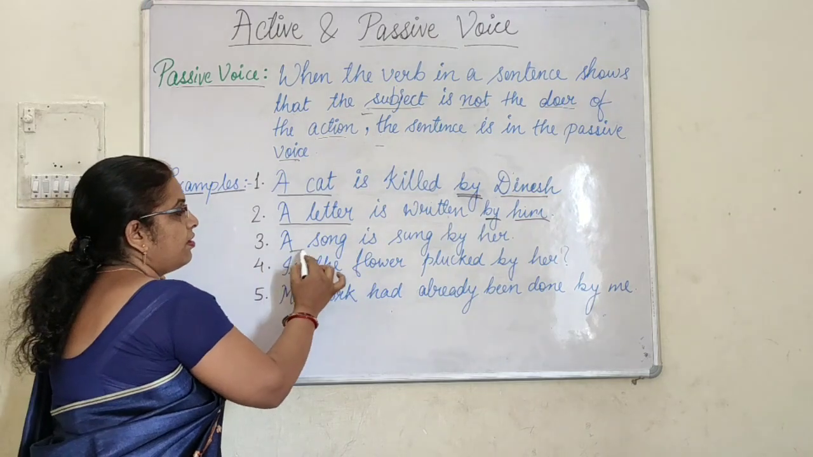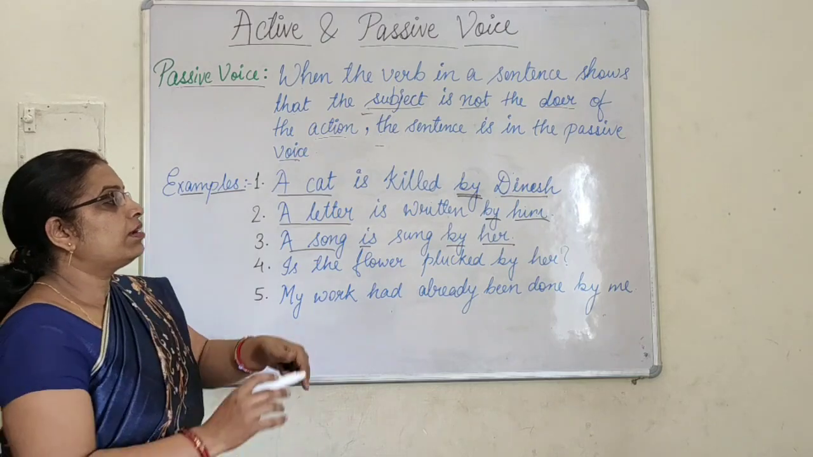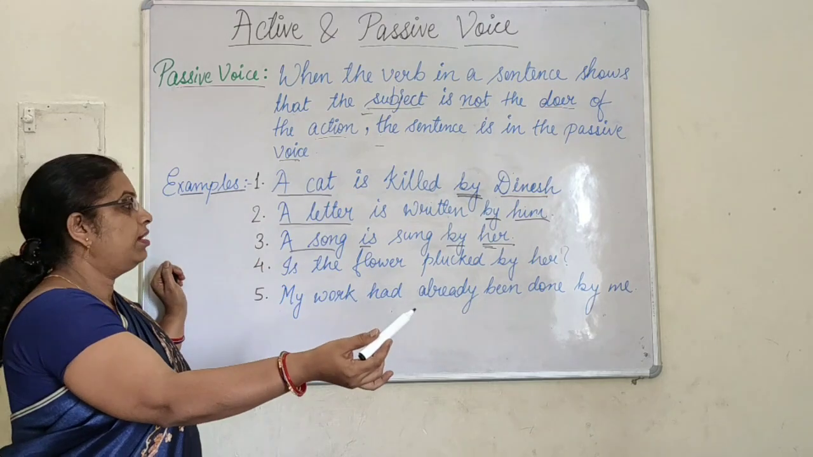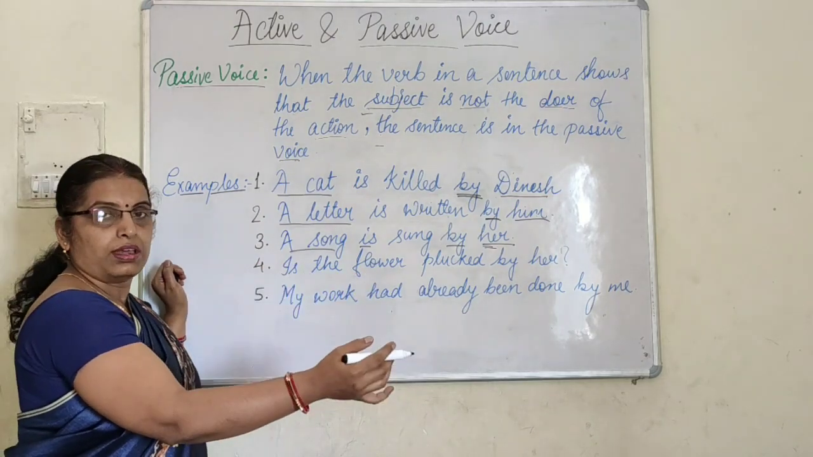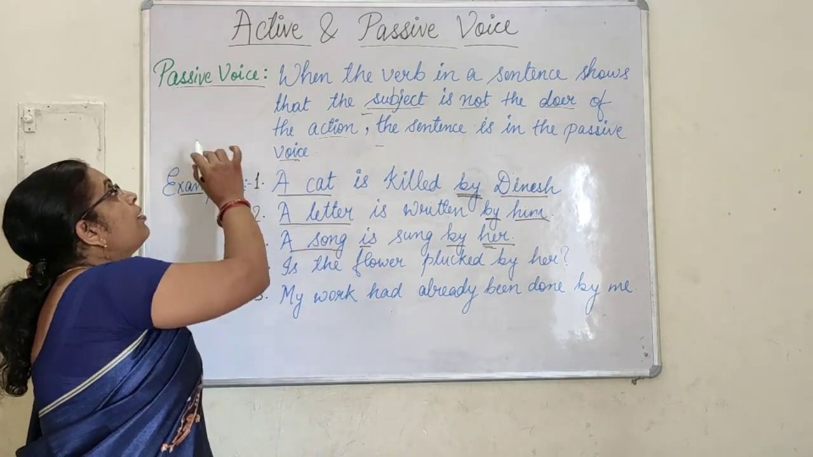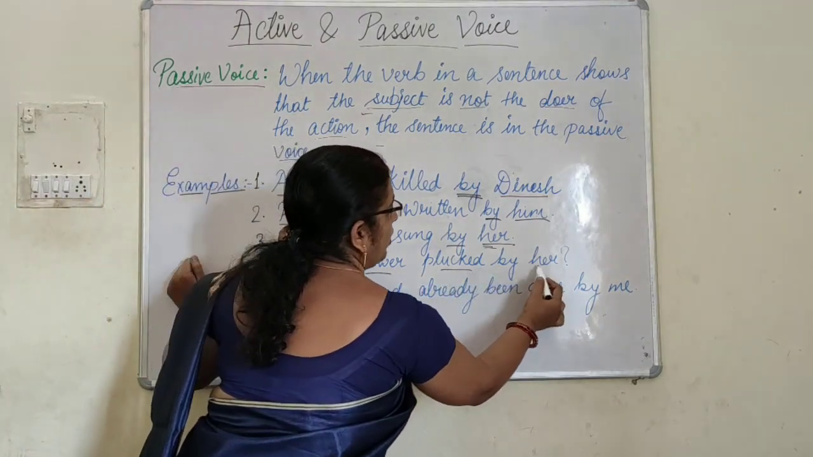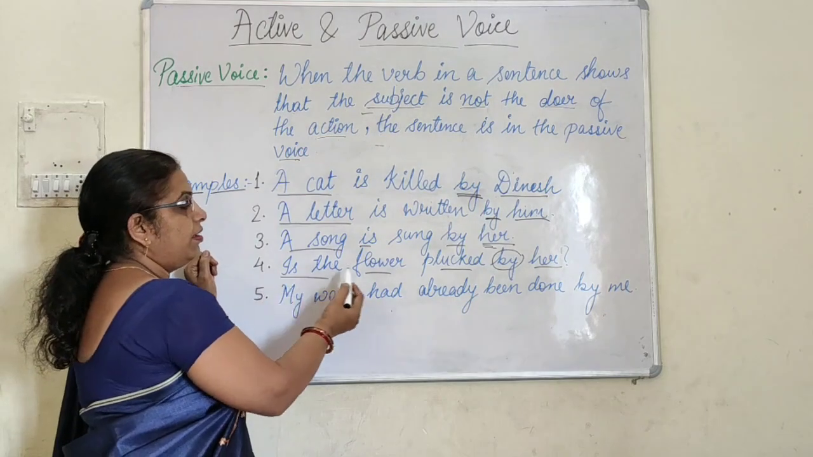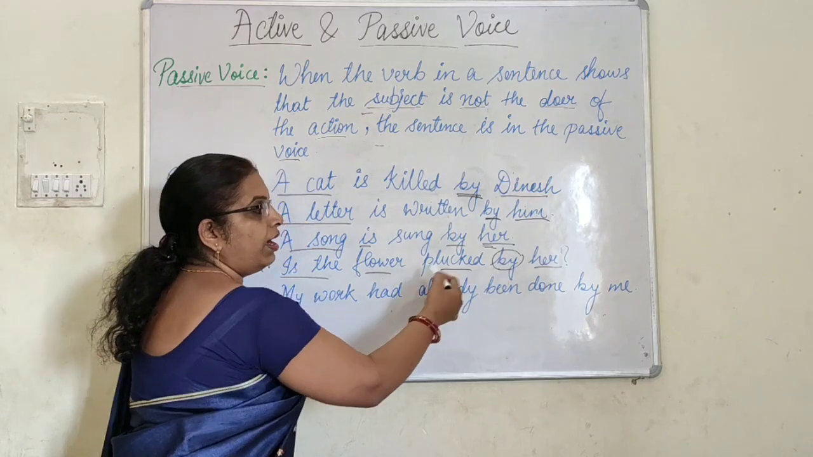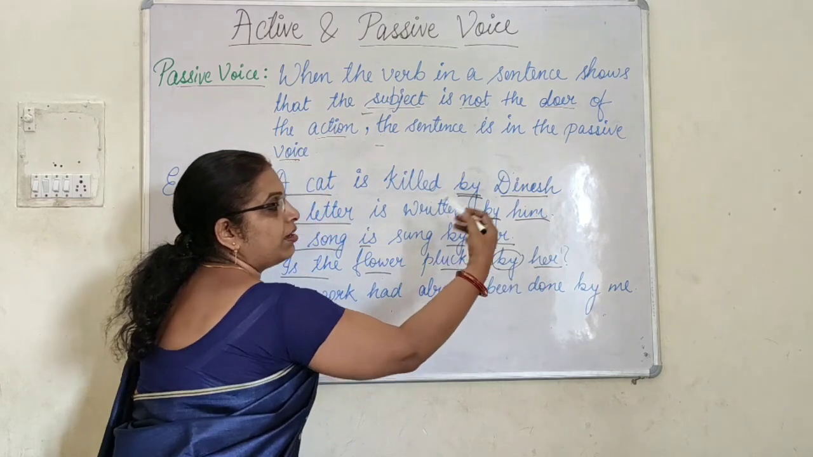A song is sung by her. Work is not done by her, the effect is not given on her. Her is written at last, and the sentence was she sings a song. And song comes first. A song is written in front. That's why it is passive voice. Is the flower plucked by her? In the sentence, the object flower comes at first and by is used, and the question was does she pluck the flower? She changes to her and it comes at last.